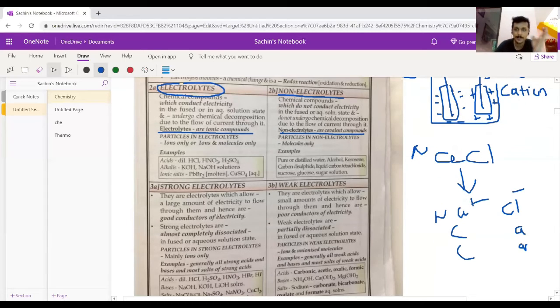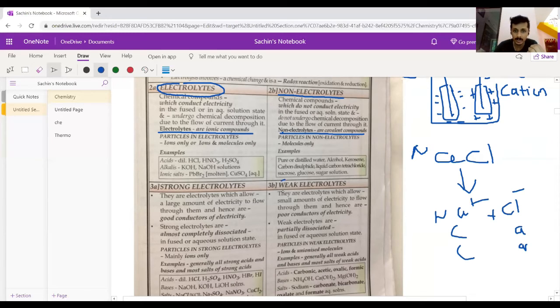A strong electrolyte is one which, when it is dissolved or in the molten state, conducts electricity in a very good manner, or is a good conductor. And in a strong electrolyte, there will be only ions present. There will be no NaCl molecule left. Everything is converted into Na plus and Cl minus ions.